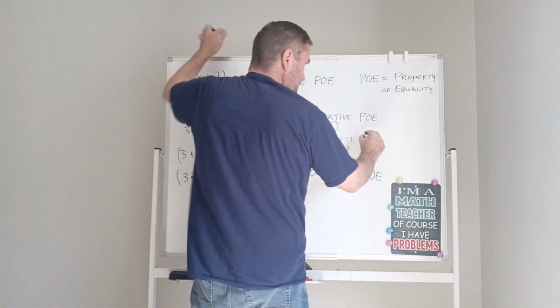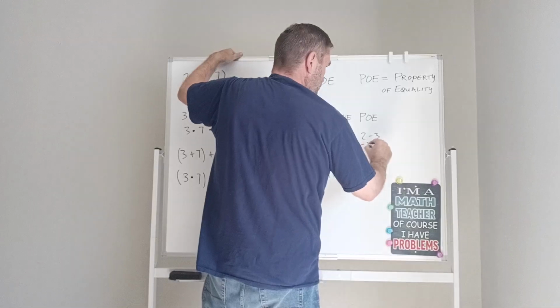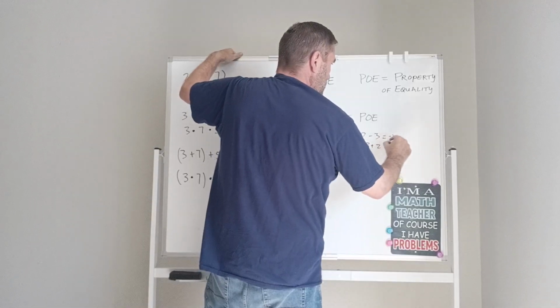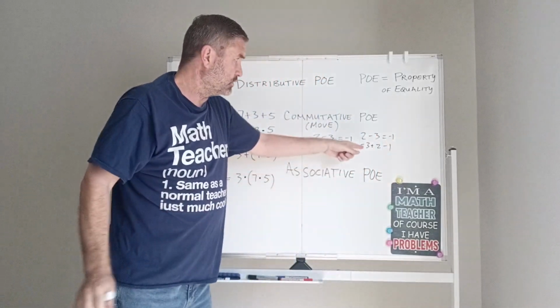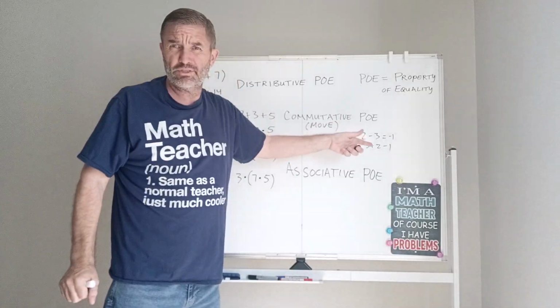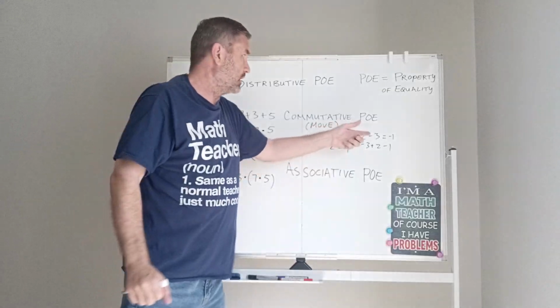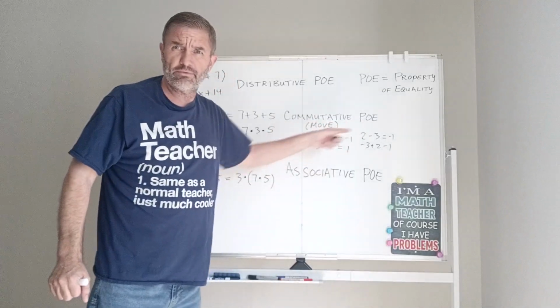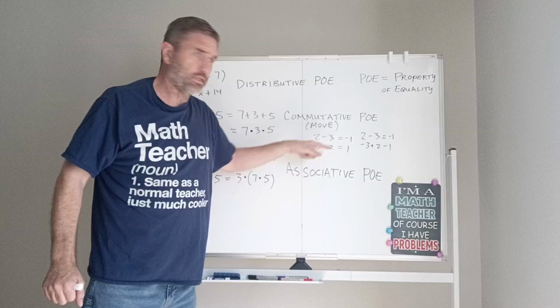But if you do 2 minus 3 and negative 3 plus 2, see, those are still negative 1. You moved the negative with the 3. Essentially, you did the commutative property of addition here, even though there's a negative involved. So be mindful of that. A lot of students make mistakes here.